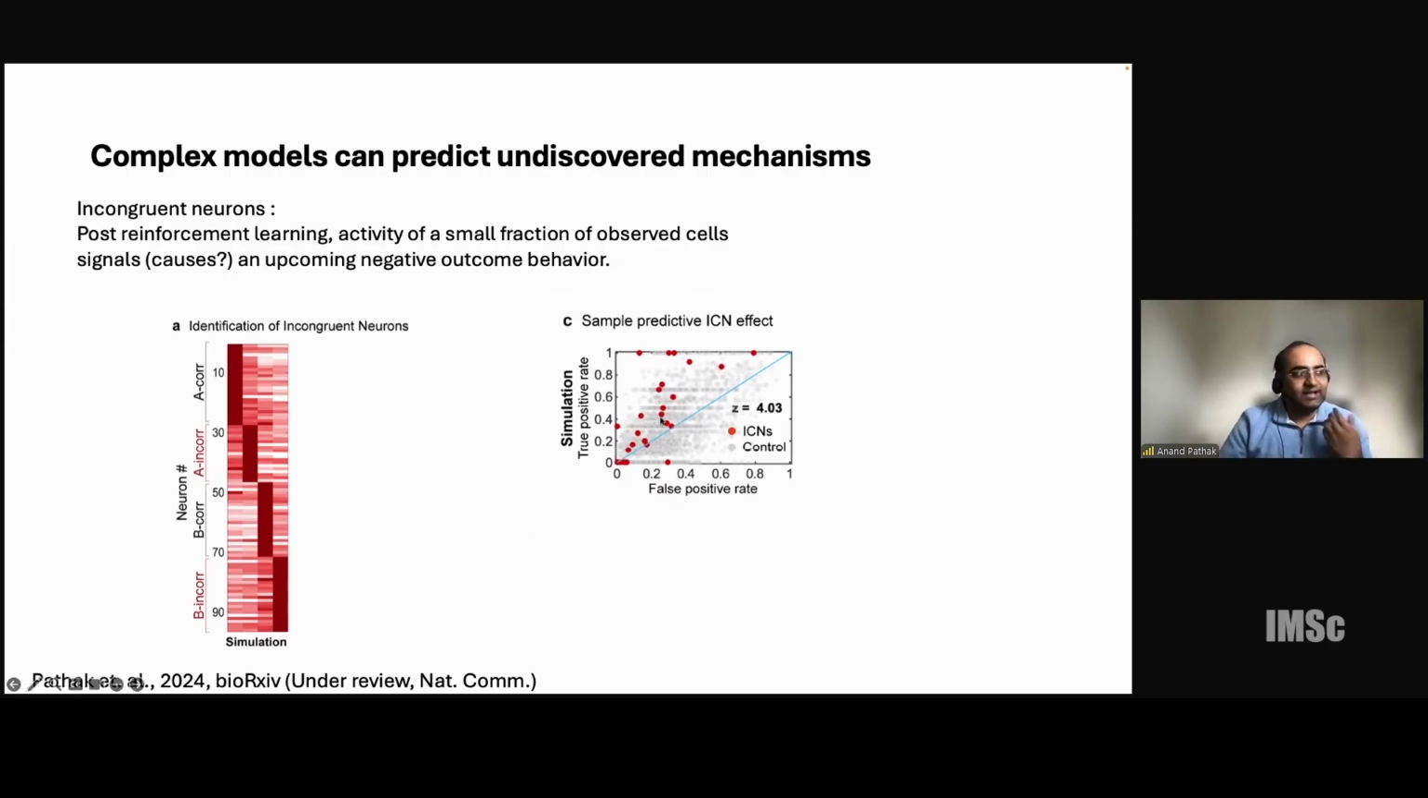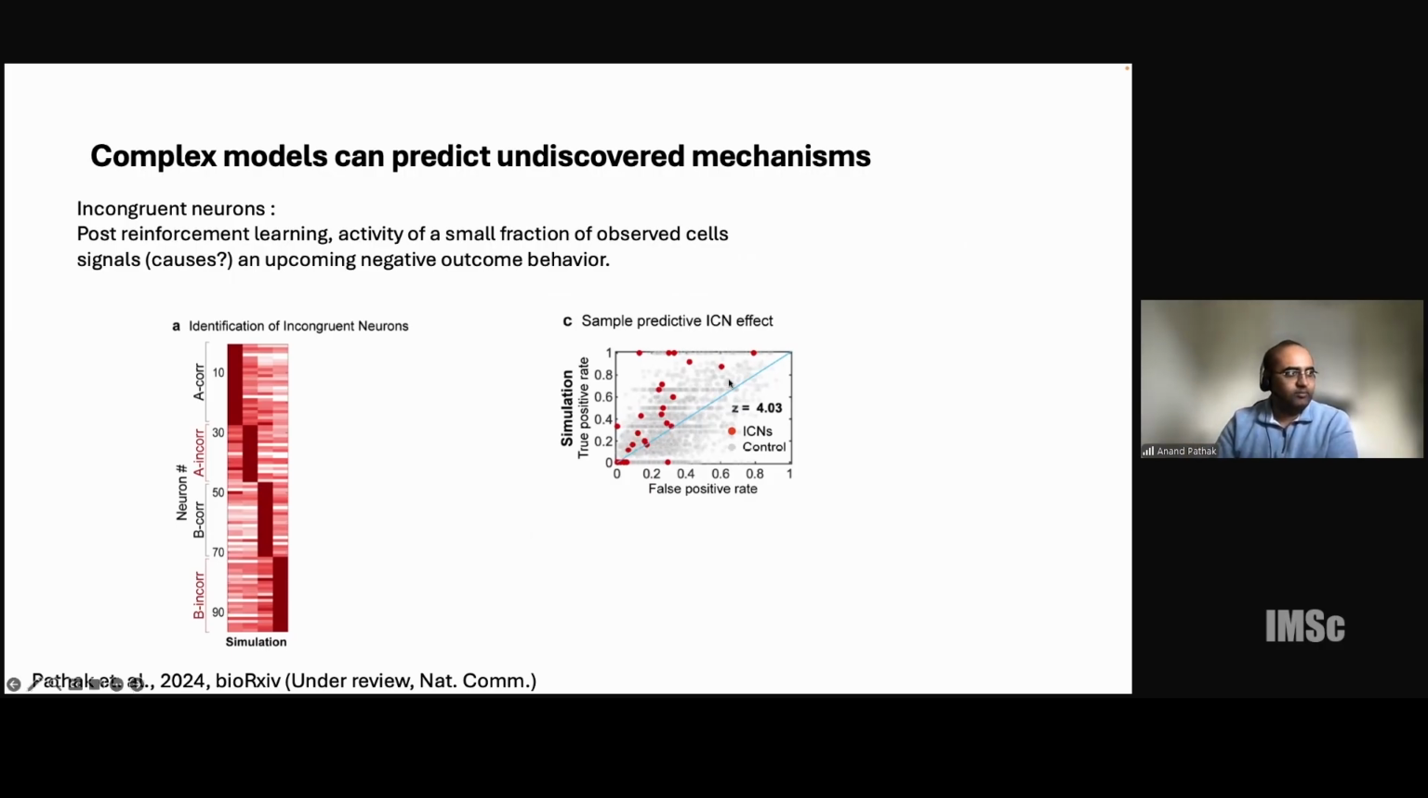Now, a further statistical test to see how significant this is: we divided all the trials into two parts. In one, we identify the neurons which indicate the incorrect responses, we call them incongruent neurons, ICNs. So in the first half of the trials, we identify those ICNs and then use them for the next set of trials to predict on a trial by trial basis whether it's going to be an incorrect response or not, and how good they are at predicting that.